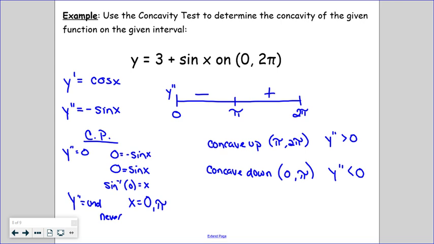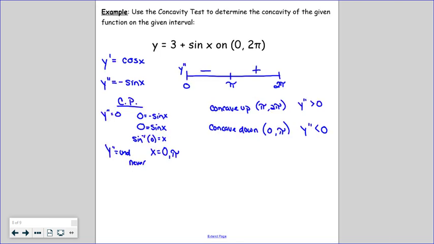Okay, can you guys picture a sine curve though? A sine curve, which is actually moved up 3 on this, but if you think about just a sine curve, from 0 to pi, do you see how from 0 to pi, it's concave down? Yeah, that's what you guys just found. And from pi to 2 pi, it's concave up. Okay, so hopefully that's kind of making sense on all of that.